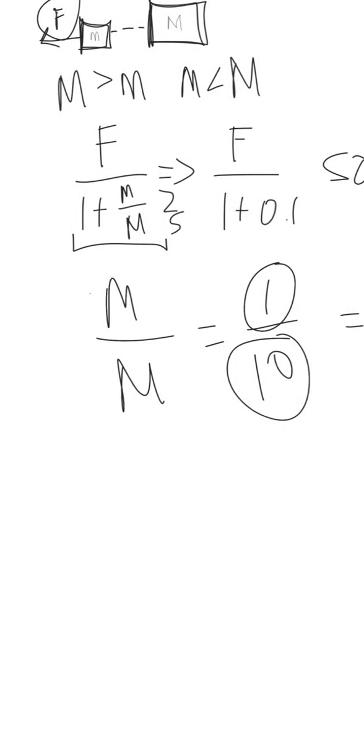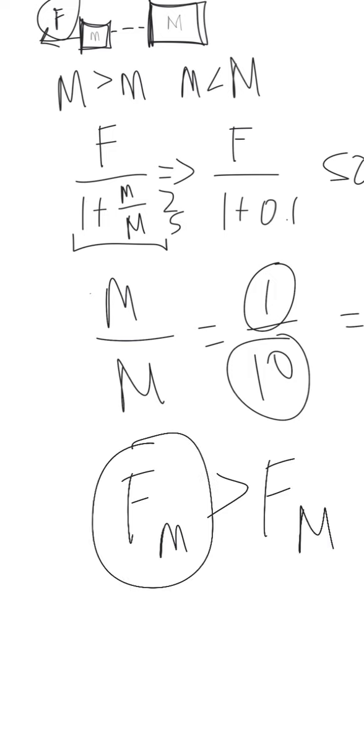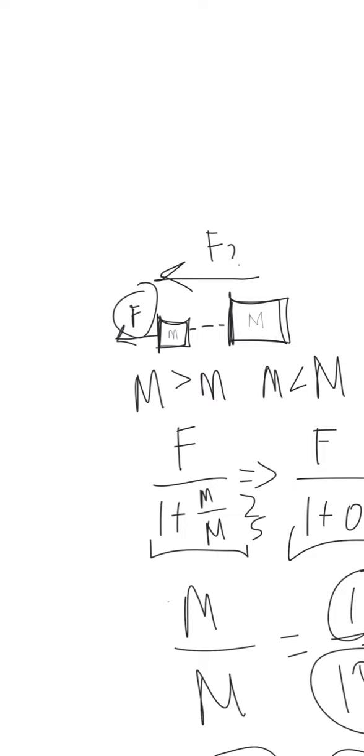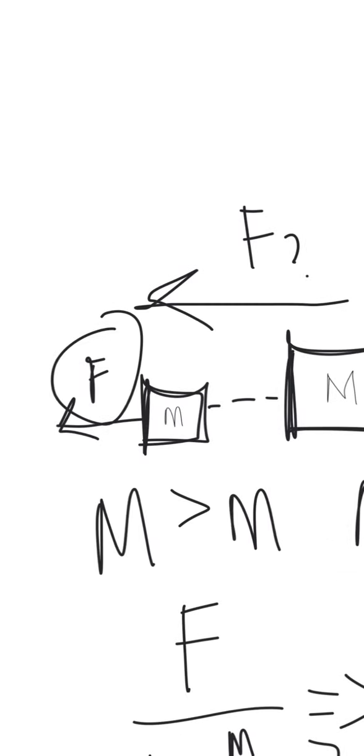So this shows us that the force acting on little m is greater than the force acting on big M, because this force is going to have a greater number when you divide it using this equation than this one. So this force F is greater than this force.